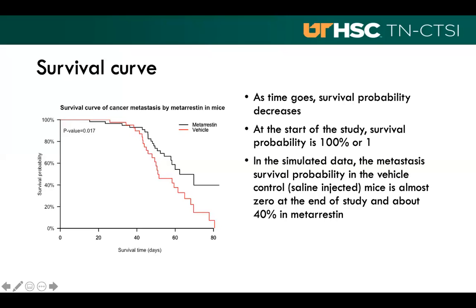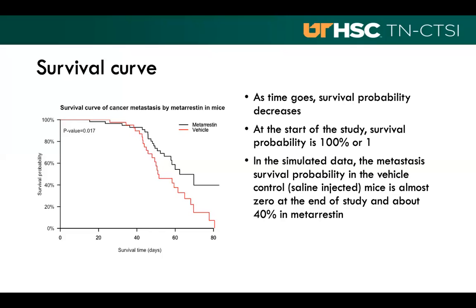So we are comparing the drug and the vehicle, or the control. As you see, early on there is not much difference, but from around the 30th day of follow-up, there is a significant difference between the two groups. The metarestine group has a survival curve that's higher, which means for a given time point, the metarestine group has higher survival probability. Take, for example, the 60th time point. The vehicle group has a survival probability of close to 40%, while at the same time the metarestine group has close to 50% survival probability.